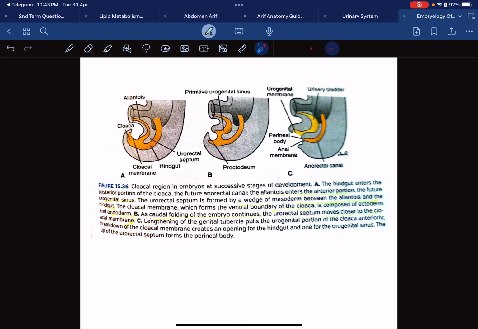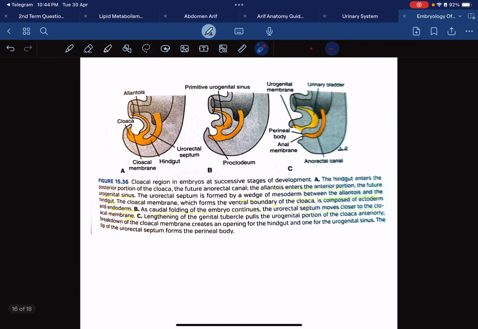What is the cloaca? The cloaca is an endodermal lined cavity, covered at its ventral aspect by surface ectoderm. The junction, the barrier between the ectoderm and endoderm, forms the cloacal membrane. Okay, the cloacal membrane.